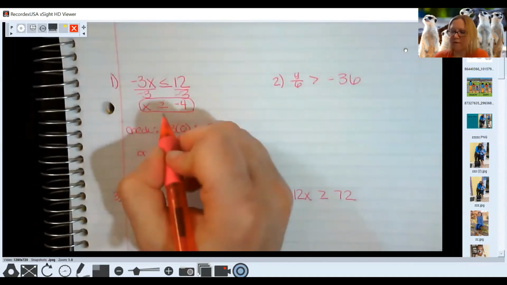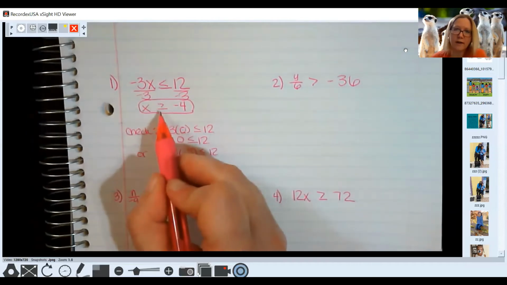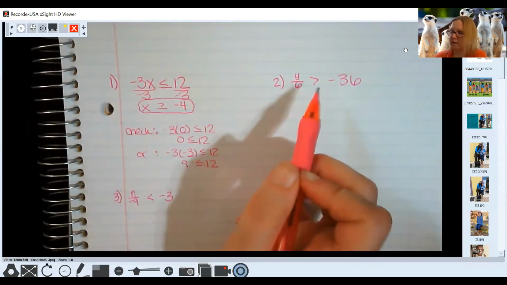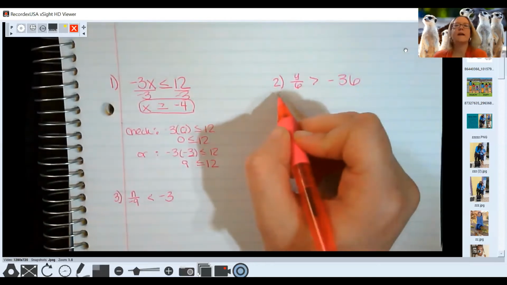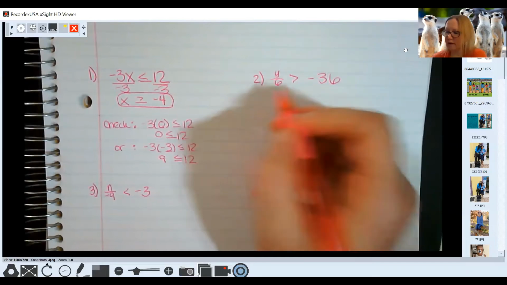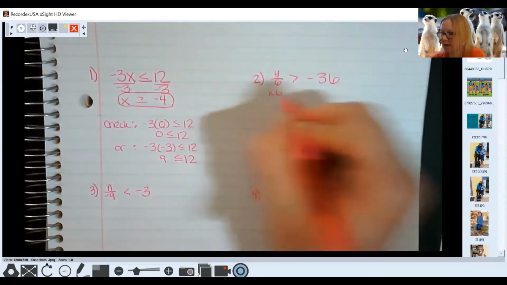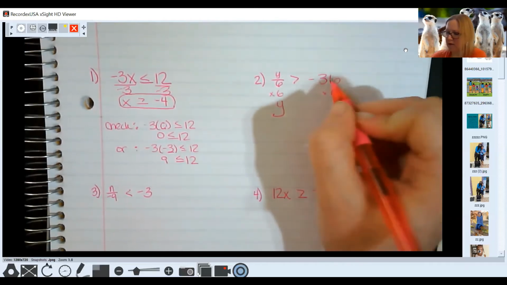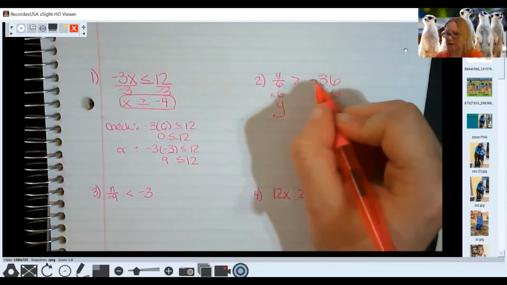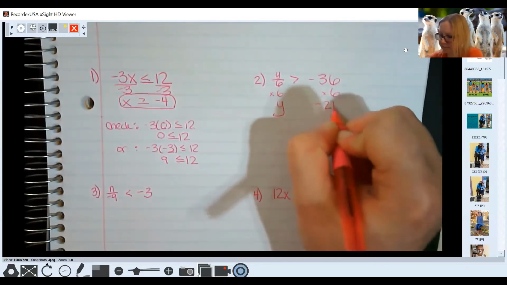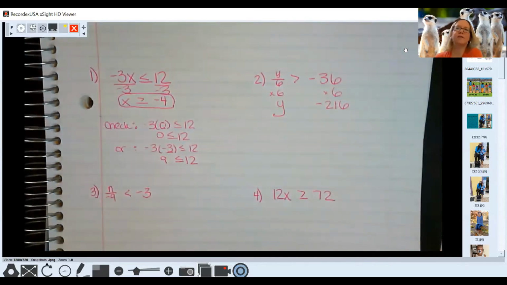When we graph that, we know we're going to have a closed circle on -4, and since it's greater, we will shade to the right. All right, the second problem. The inverse of dividing by 6 would be to multiply both sides by 6. So that's going to give me y. And then this is -36 times 6, which is going to give me -216. Here's where you have to be careful.